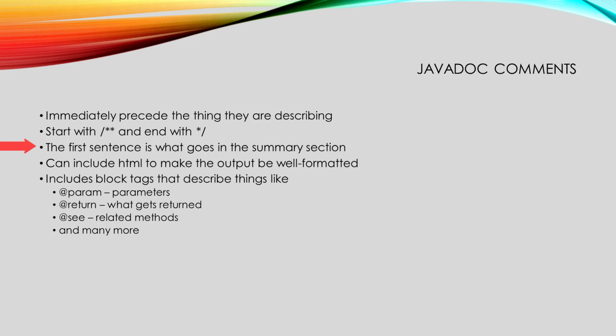Inside the comment, the first sentence is what will go into the summary section of the documentation, and then the full description will go in the more complete section of the documentation. If you want, you can embed HTML formatting in them to make the resulting web page easier to read. In addition to the description, there are a set of block tags to add specific kinds of details. Let's look at an example to see how this works.